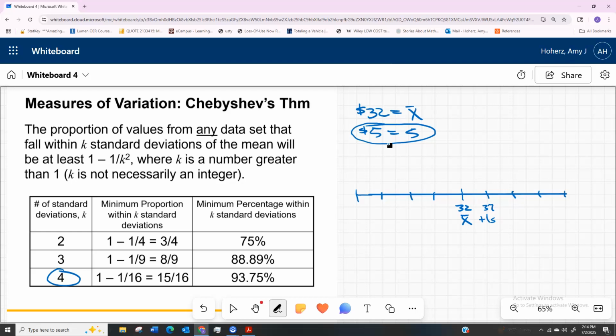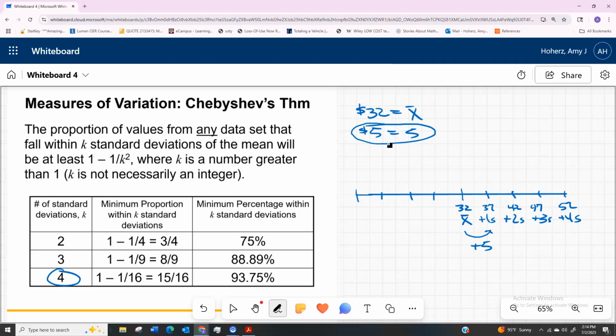And then I'm going to add 5 again to get to 2 standard deviations. So that would be $42. And then I'm going to add 5 again to get to 3 standard deviations, and that would be $47. And then 4 standard deviations would be plus 5 again, so that would be $52. So each time that you go up 1 standard deviation, you're going up $5.